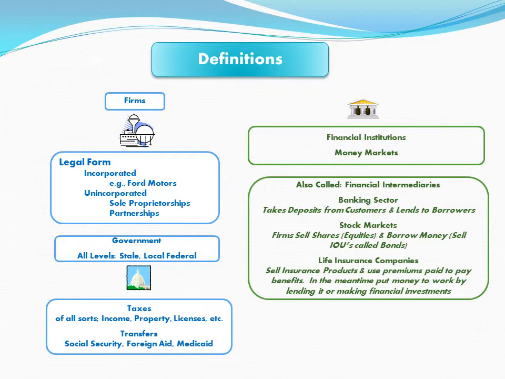And finally, financial institutions or money markets here. I've got three listed: banking sector, stock markets, and life insurance companies. So just a quick discussion of these. The banking sector, of course, takes deposits from customers and lends to borrowers, and I think you all have a conception of that in your head. And when people borrow, they have to pay interest on that, so that's interest on the borrowed funds. And we can see how that works.